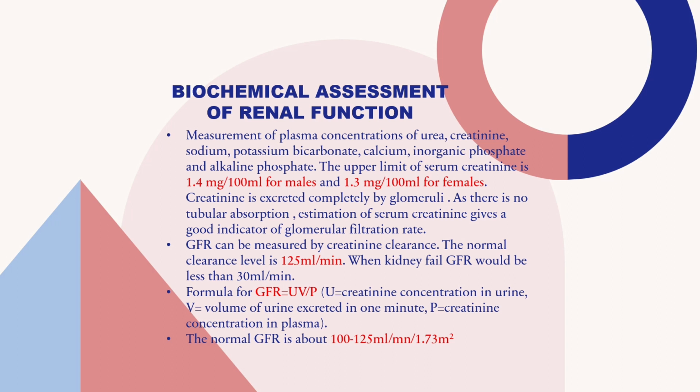When the kidney fails, GFR would be less than 30 ml per minute. So the formula of GFR is UV divided by P. U stands for creatinine concentration in urine, V stands for volume of urine excreted in 1 minute, and P stands for creatinine concentration in plasma. The normal GFR is about 100 to 125 ml per minute per 1.73 meter square.